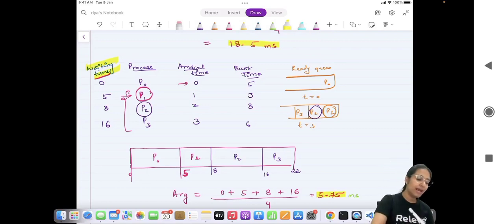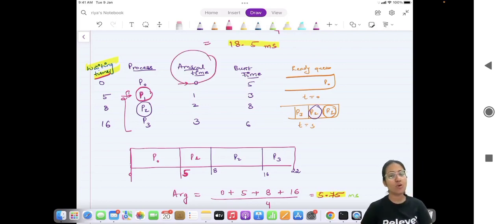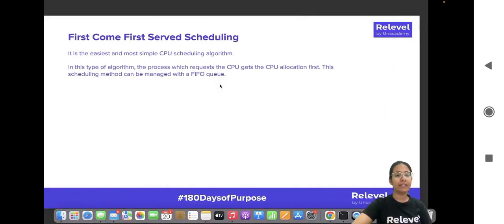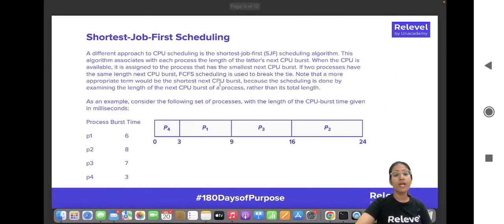Remember that arrival time is very important. It may so happen that this process, let's say, arrives at 6. By the time t equals 5, this process is not even in the queue, so you cannot execute this process. Okay, so keep practicing, keep moving ahead, and we will definitely meet in the next scheduling algorithm, which will be shortest job first scheduling.